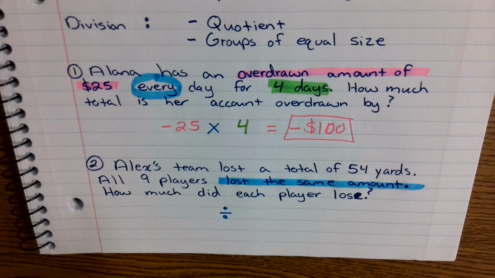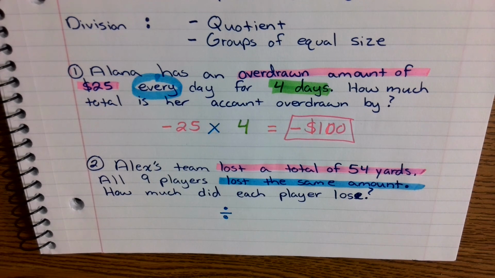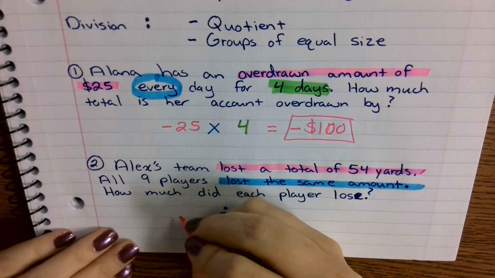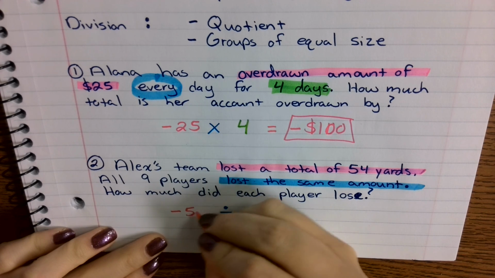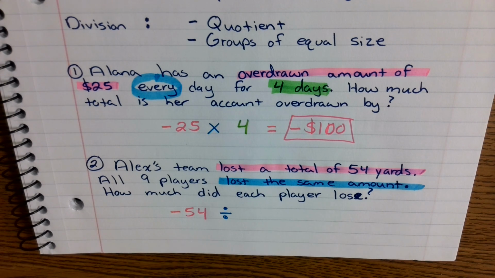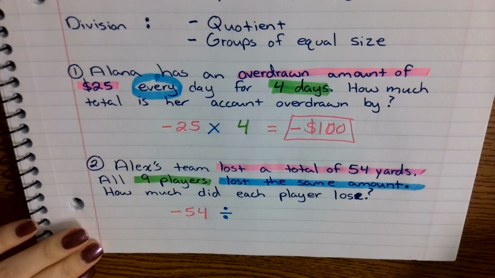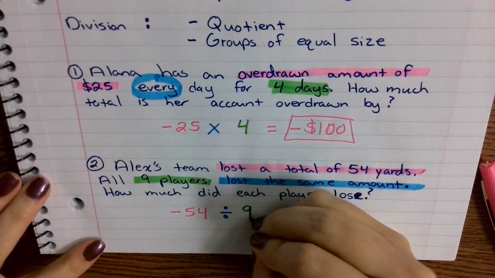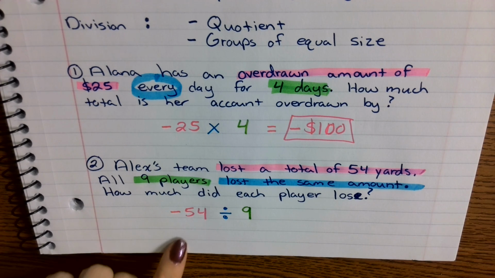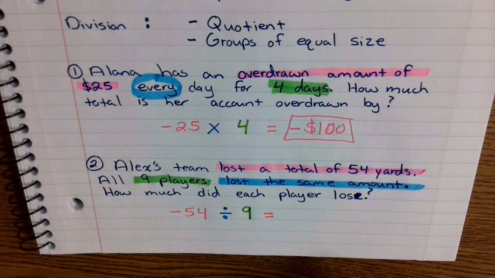They totally lost 54 yards. Is that positive or negative? Negative. They lost a total of 54 yards. That right there is a negative number. Negative 54. Now they're splitting it amongst 9 players. Now again, that's positive. 9 players is going to be a positive. And now we're going to break it apart. So negative 54 divided by 9 is what?